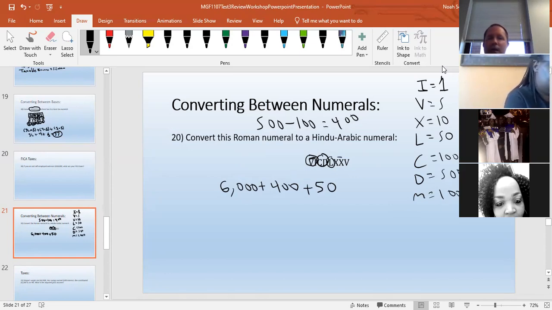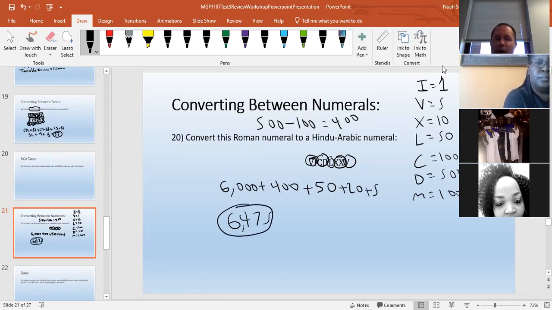Those are all things that are adding. So the 2 X's are going to get added. That's going to be 20. The V is going to get added. That's going to be 5 because we're not having any more situations other than the C before the D where we have to subtract. It's all addition, unless you look and spot a smaller numeral preceding a larger numeral. But other than that, you just add everything up. And so when we add all this up, we end up with 6,475 as the Hindu Arabic numeral that represents that Roman numeral.